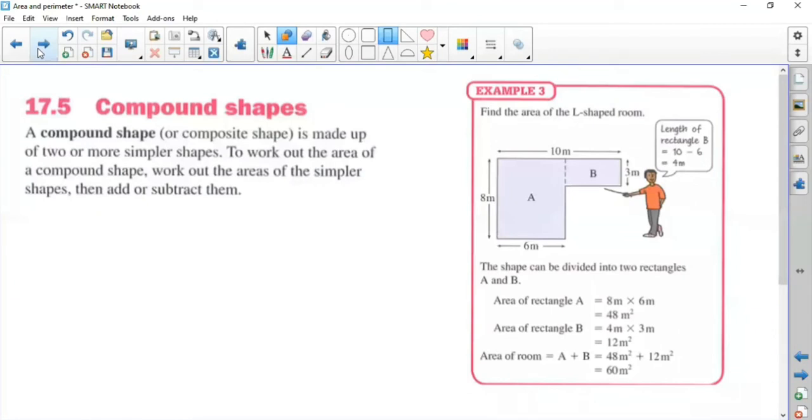What are compound shapes or composite shapes? We learned how to find the area of a rectangle, which is a simple shape. How to find the area of a square, again, it is a simple shape. We know how to find the area of a triangle, again, it is a simple shape. But not all the shapes that we know are simple, like the one that you can see here. This one is an L shape.